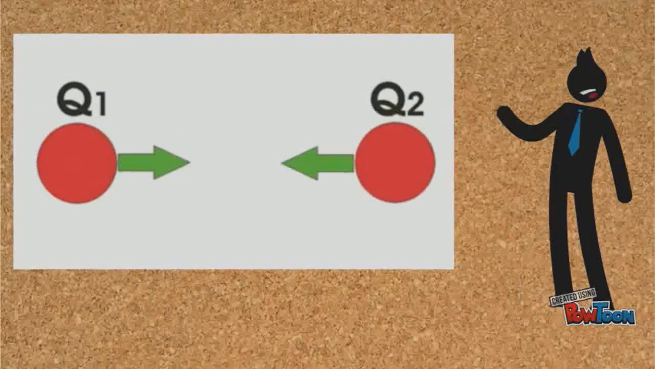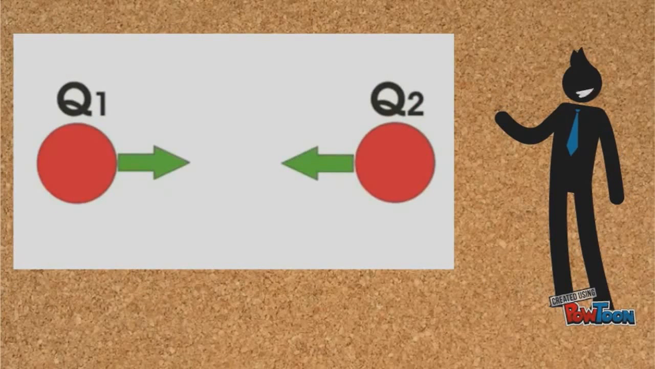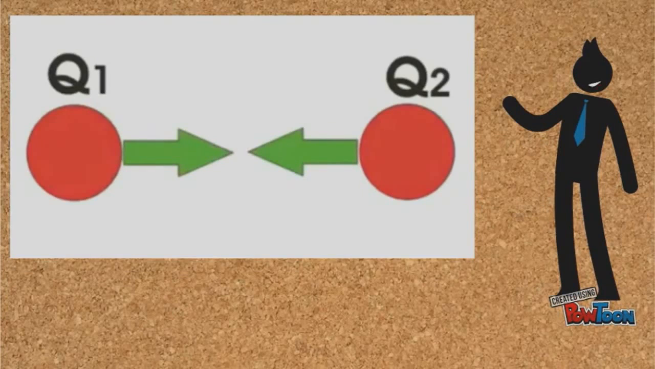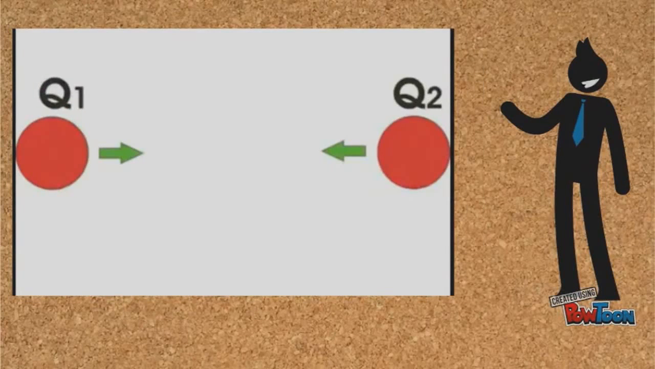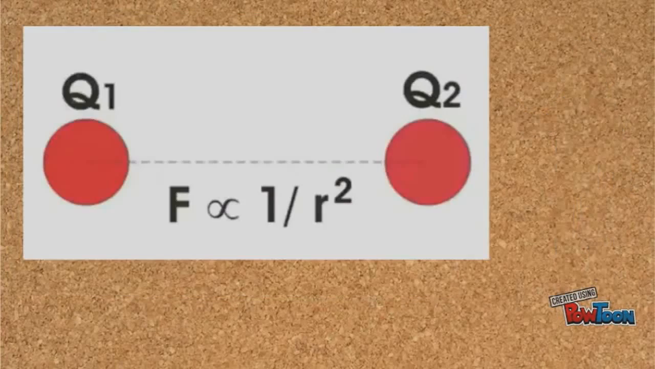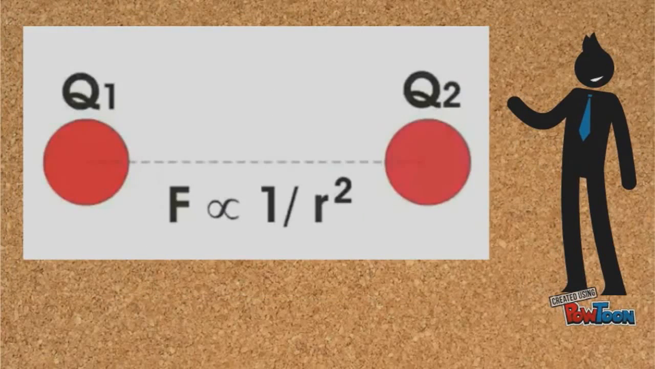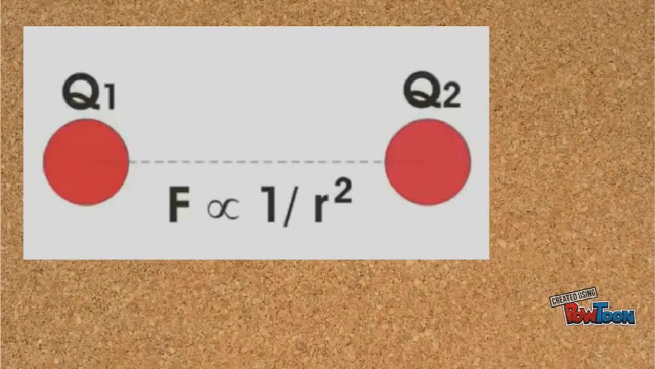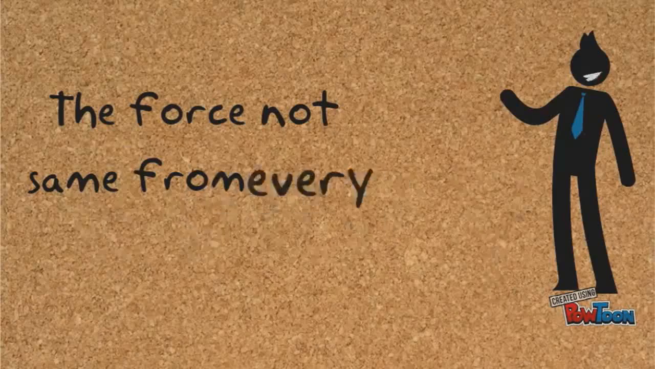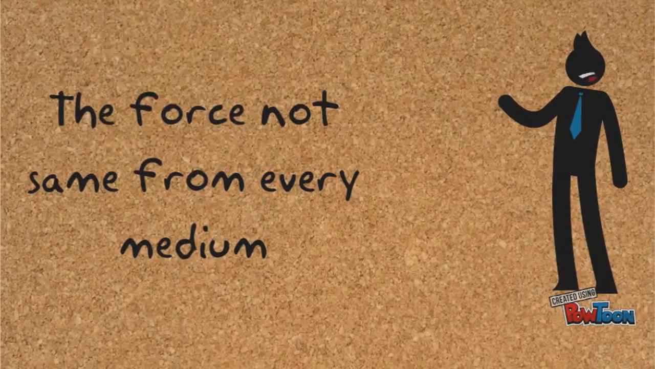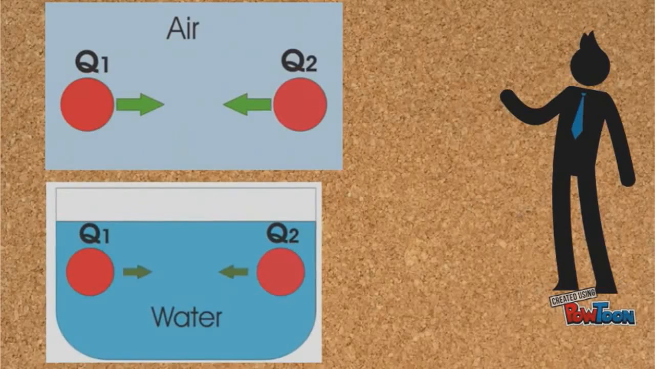Now, by keeping their charges fixed at Q1 and Q2, if we bring the charged bodies nearer to each other, the force between them increases. And if we take them away from each other, the force between them decreases. If the distance between their centers is r, it can be proved that the force acting on them is inversely proportional to r squared. It is also obvious that this force is not the same for every medium. For example, if the bodies are kept in air, the force is different from the force in other media.